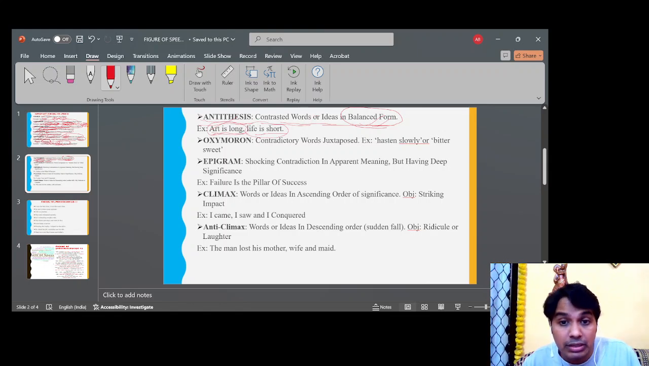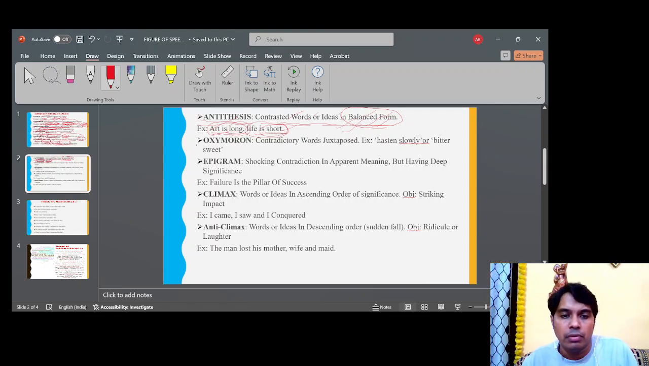What are the criteria of the definition here? Two criteria: contrasted words or ideas, and another is a balanced form. Of course it is a balanced form: life is short and art is long. Then of course one is long and another is short, so it is just the contrasted words or ideas. But keep that in mind, the order has to be in a balanced form, right?